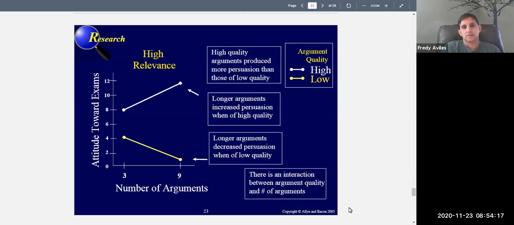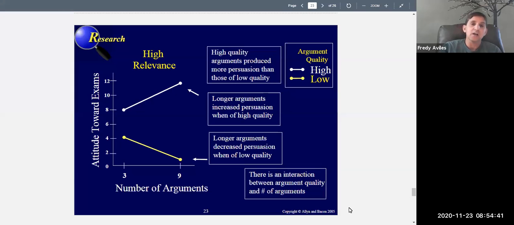Okay. You know what that tells you? In one case it went up, in one case it went down. Is there a main effect of argument length, having 3 versus 9 arguments? The answer there is no. Argument length didn't increase persuasion. In one case it went up, in the other case it went down.